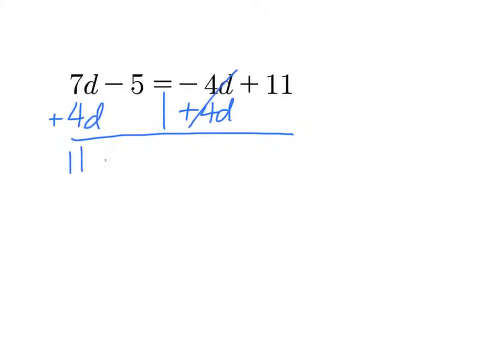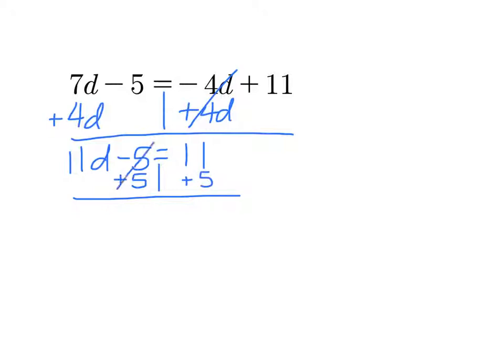That leaves me with 11d minus 5 equals 11. So here's where I know I'm not coming out with a whole number, because it should be 11d equals a multiple of 11 to get a whole number. And that's not what I'm going to get here. So now I go about my process, solving my equation as just a multi-step equation.